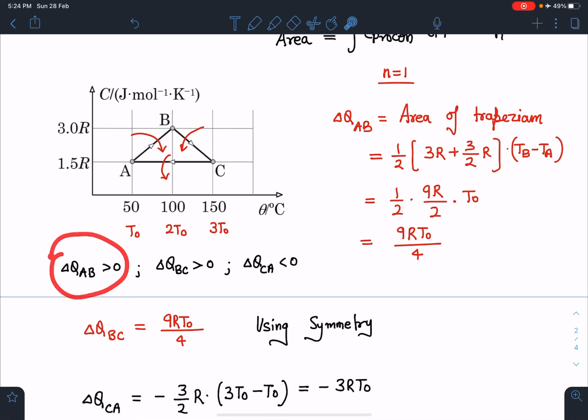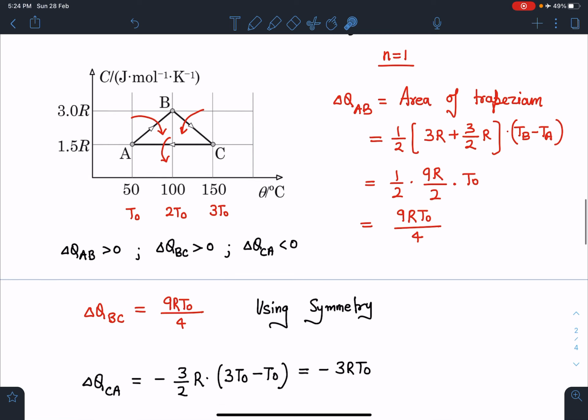Already I have told you that in AB heat is supplied, BC heat is supplied, and CA heat is rejected. So delta Q CA, very easily I can write, is going to be this area in magnitude with a negative sign. So minus 3 by 2 R, which is the value of C here, into the temperature difference 3 T naught minus T naught. So this comes as minus 3 R T naught. Not the work done, heat rejected. The minus sign represents heat is rejected.